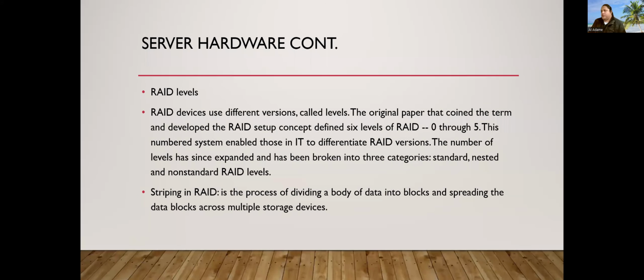All right. So RAID levels. RAID devices use different versions called levels. I was referring to them as RAID 0, RAID 1, RAID 3, RAID 5, RAID 6, RAID 10. The original paper that coined the term and developed the RAID setup concept defines 6 levels of RAID, 0 through 5. We have not gone through 10. It's up to 10. There's no 8. It's called 10 because it combines 1 and 0. This number system was established in IT to differentiate RAID versions.